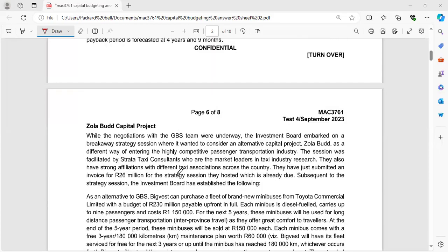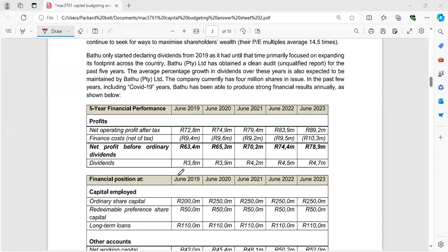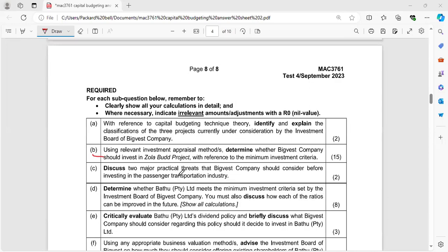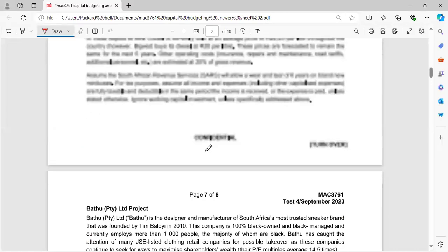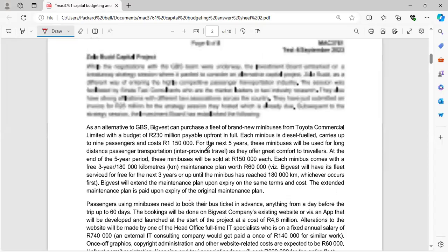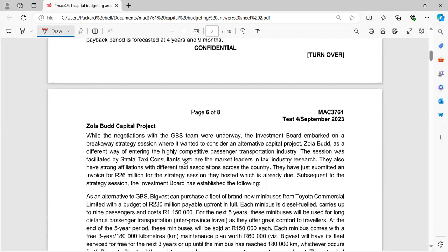Right, then the question requires us to do the Zolabad project. So there is no need for you to read everything because the question requires you to do the Zolabad project. So we should now focus on the Zolabad project, which is the information that we need for the question. So let's look at what they say about the Zolabad capital project.